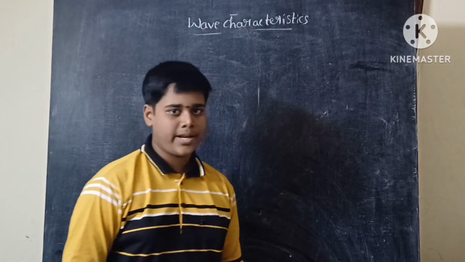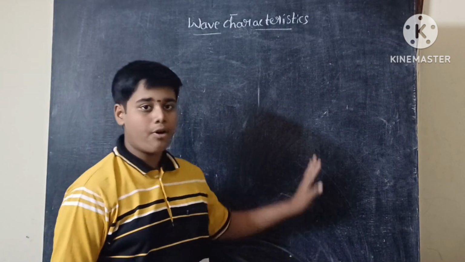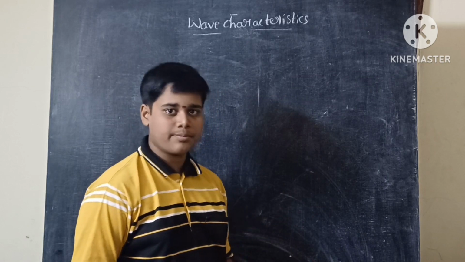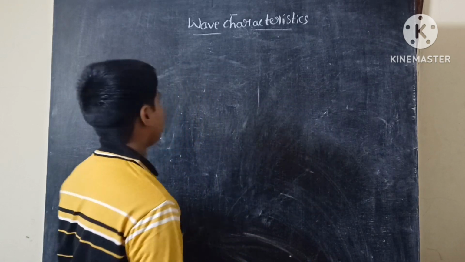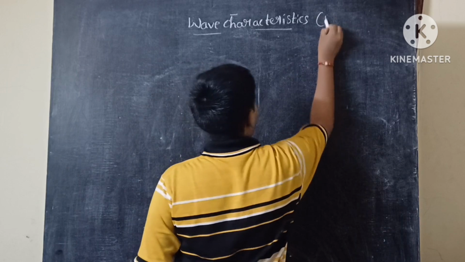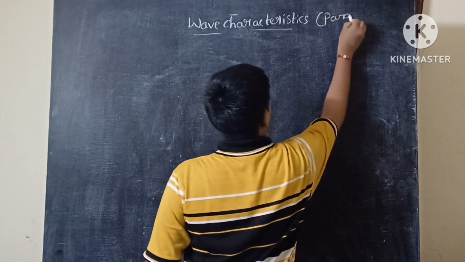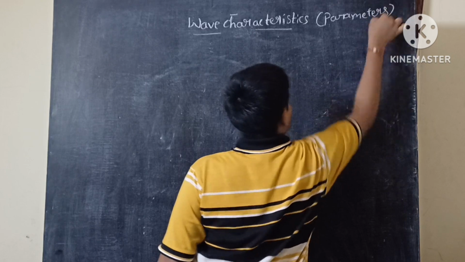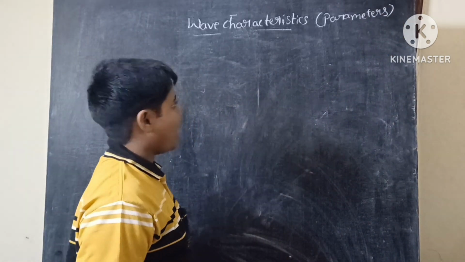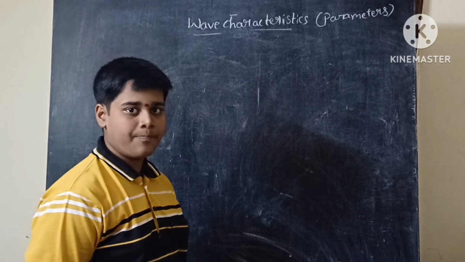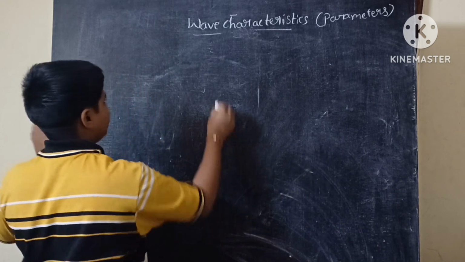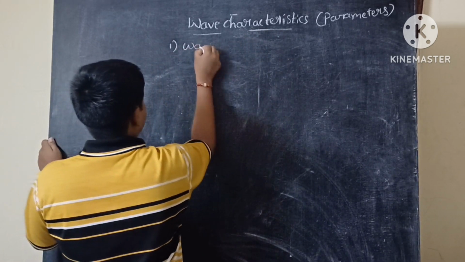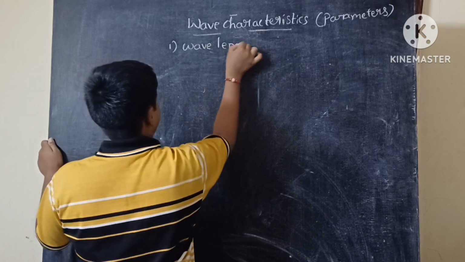We already learned electromagnetic radiation. These are in the form of waves. So how do we measure the waves? There are some parameters. What are they? Parameters. These are the parameters used to measure waves. If you see the parameters, the first one is wavelength.